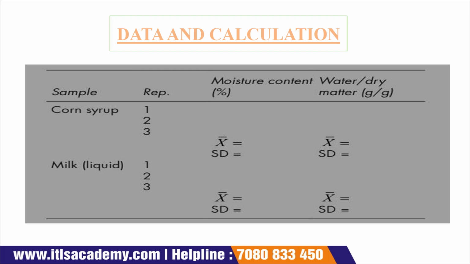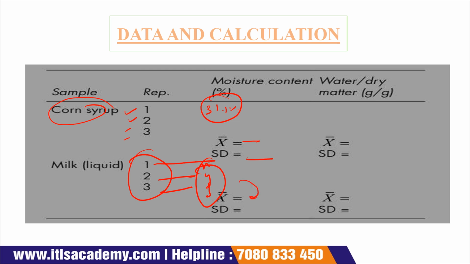Now come to the next one, data calculation. Data calculation is very simple. Suppose we repeat it, so we repeat the corn syrup three times, 1, 2, 3, and suppose the first time we have 31.1%, anything like this. After that we take a mean and write it down. Simply, for milk, three values arise like X, Y, Z, then we take the mean of them, and this is the moisture content of the milk liquid.